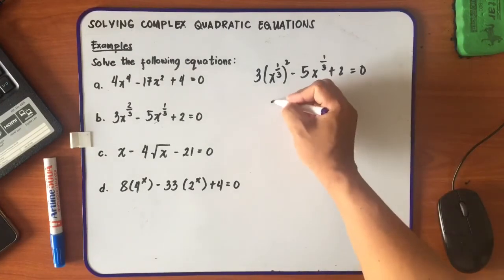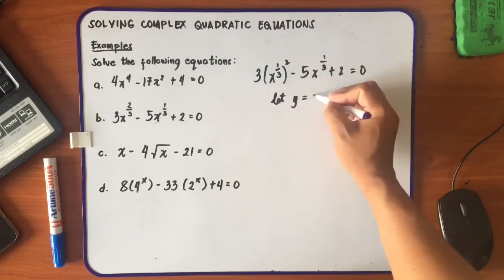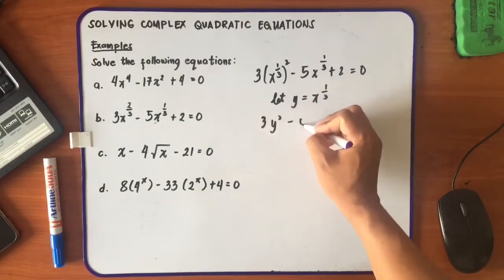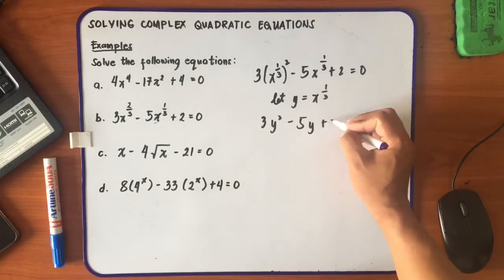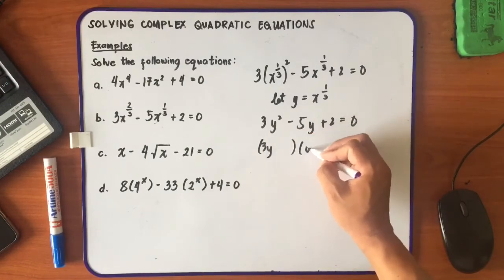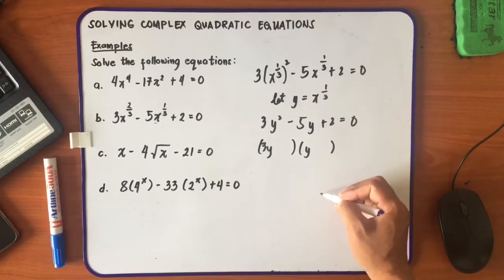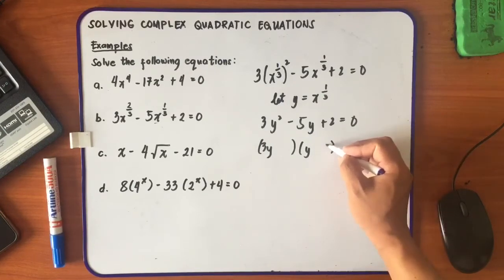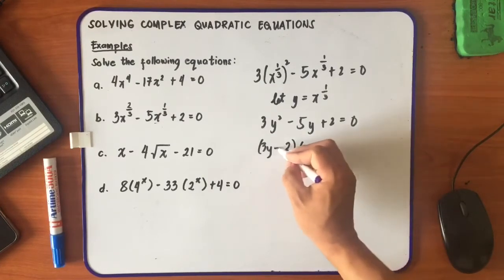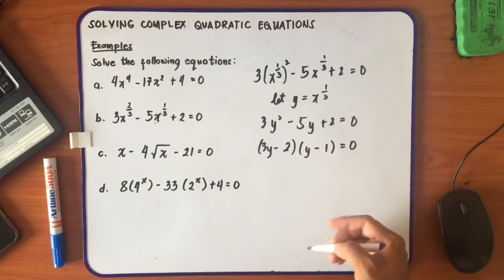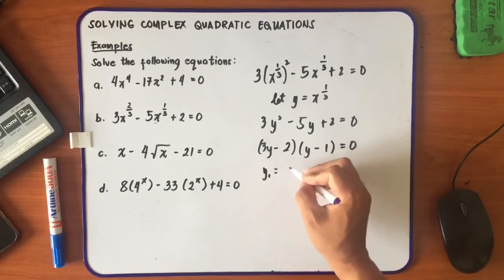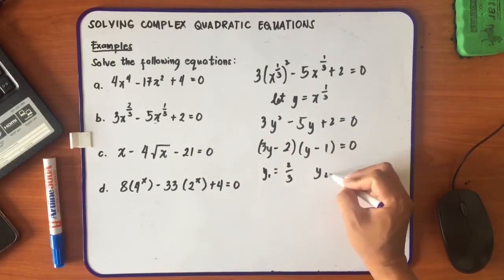Thus, if I let y be equal to x to the power of 1 over 3, then it will become 3y squared minus 5y plus 2 is equal to 0. This will become 3y, y, and the numbers 1 and 2, both negative, is equal to 0, using the factorization method. So therefore y sub 1 is equal to 2 over 3 and y sub 2 is equal to 1.